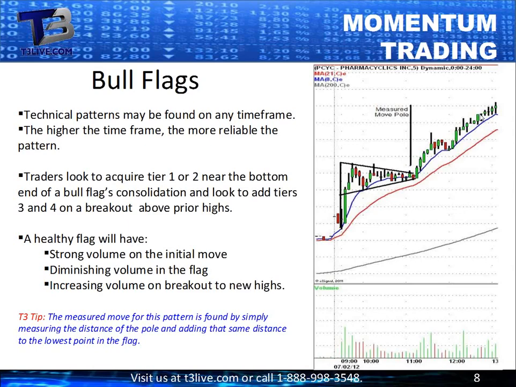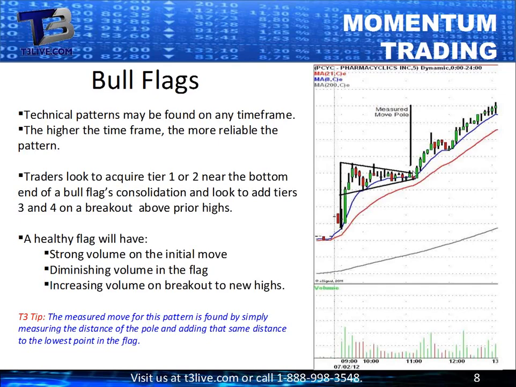So, again, bull flags and bear flags are my favorite. We'll get into more examples in a second. Give you another T3 tip real quick. The measured move for this pattern is found by simply measuring the distance of the pole and adding that same distance to the lowest point of the flag. Very simple. So, in other words, you're taking the length of the pole, okay, and you're adding the same distance to the lowest point of the flag. So you're adding what's in here, and that should be your measured move.